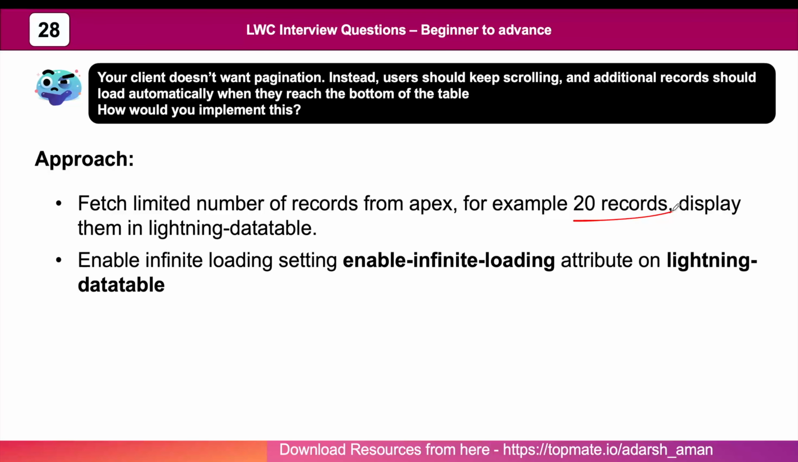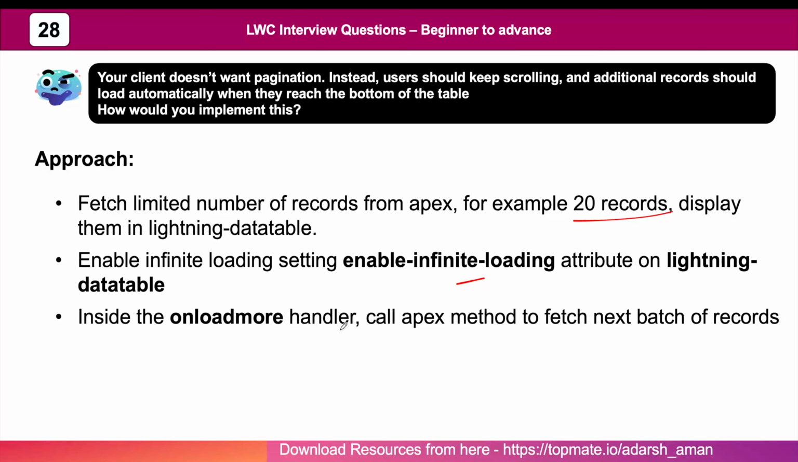This is one of the attributes: enable infinite loading on the Lightning data table. We need to enable this, and then on the onloadmore, which is again an attribute, we will call the Apex method whenever the user scrolls down. We'll call the Apex method again and fetch the next batch of records.